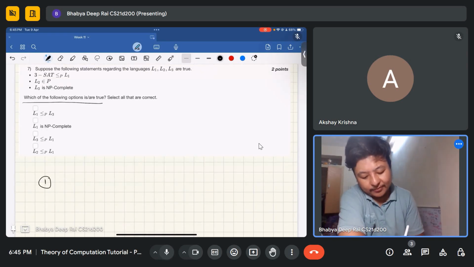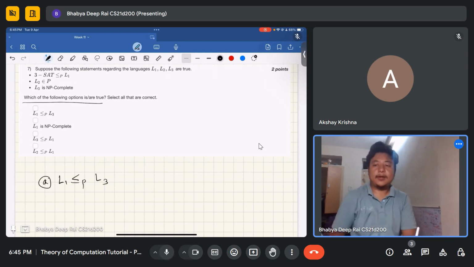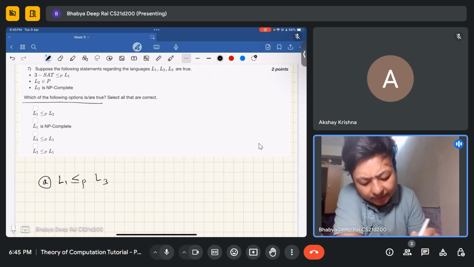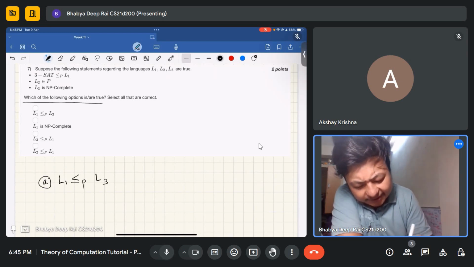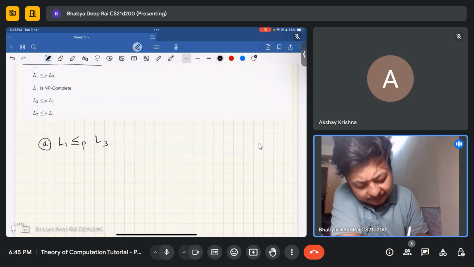Let's try. L1 reduces to L3. Is it true? What do we know about L1 and L3? First, we know that 3-SAT reduces to L1.